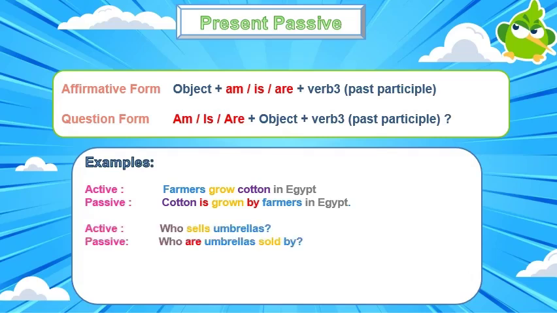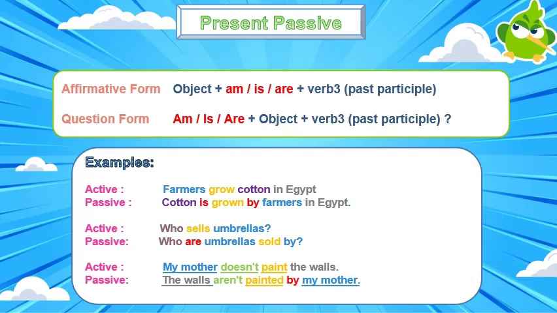Let's see number 2. Example: who sells umbrellas? This is the question. Here the sentence is in the present simple, so we will change this sentence to the passive. When I have this question, I will just put "who" as it is in the passive, and the verb here, sells. Is umbrellas singular or plural? Plural. So it will take are, and umbrellas sold by. You saw this question: who are umbrellas sold by?